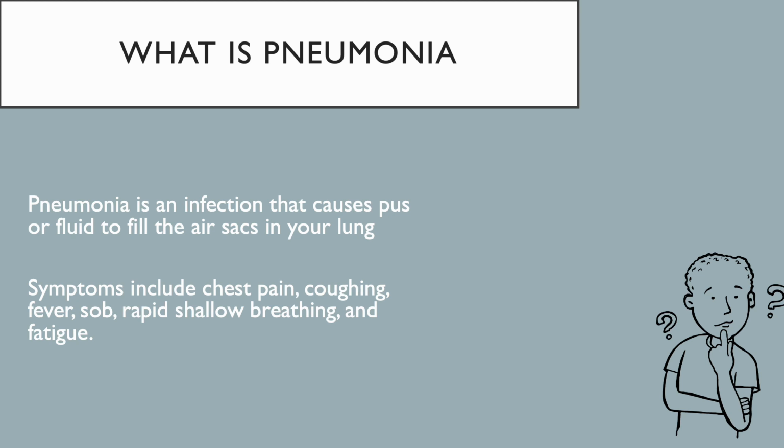Pneumonia in both of your lungs is called bilateral or double pneumonia. Some symptoms include chest pain, coughing, fever, shortness of breath, rapid shallow breathing, and fatigue.